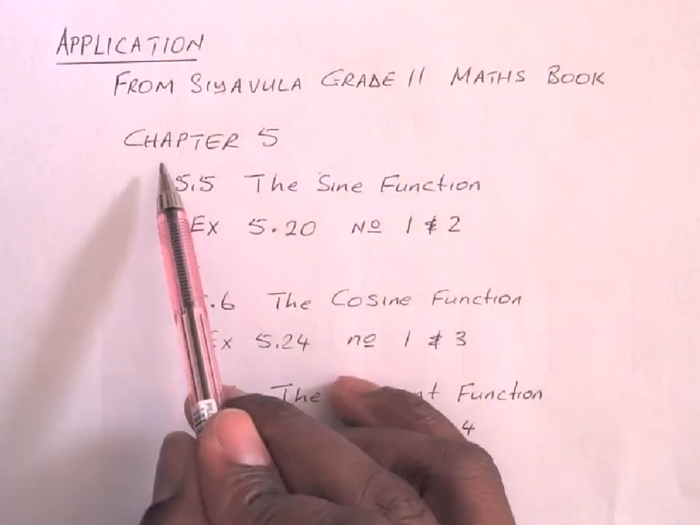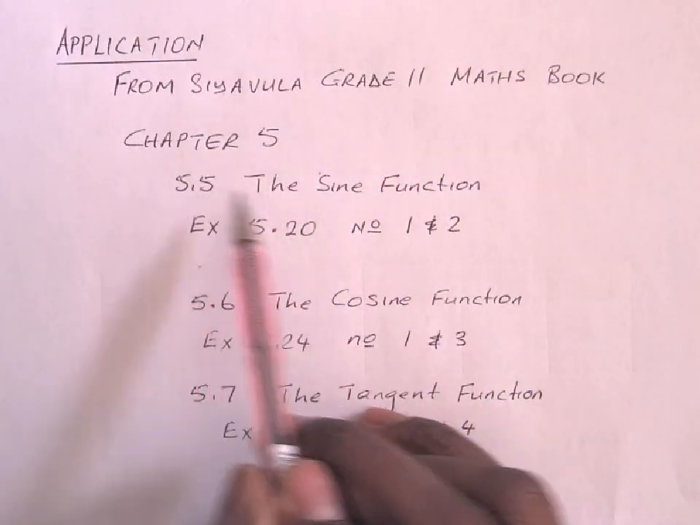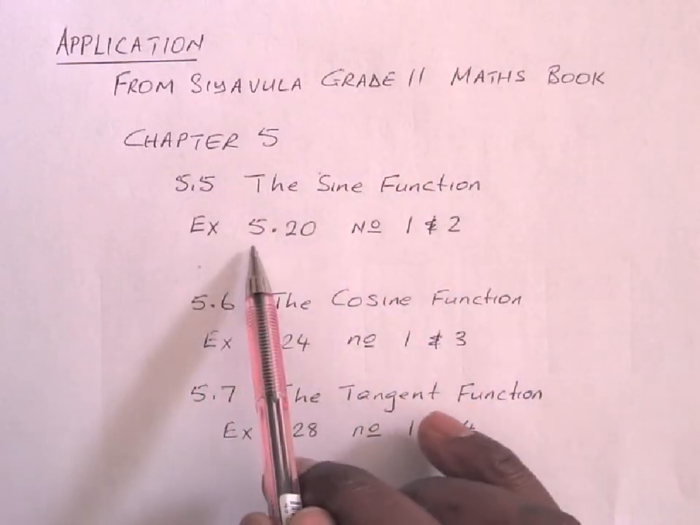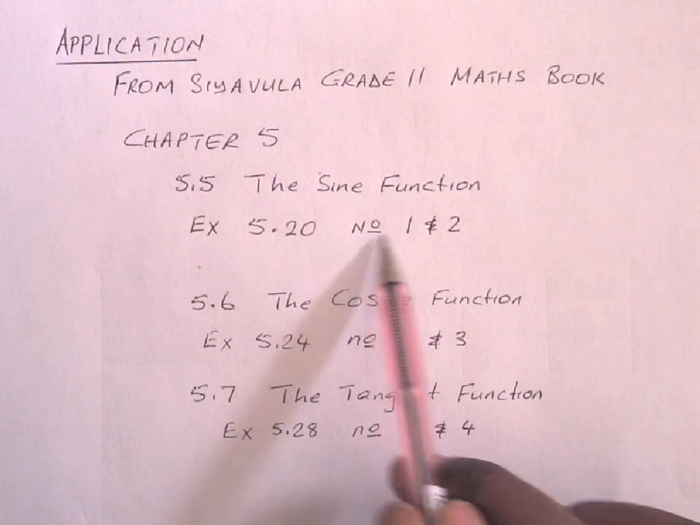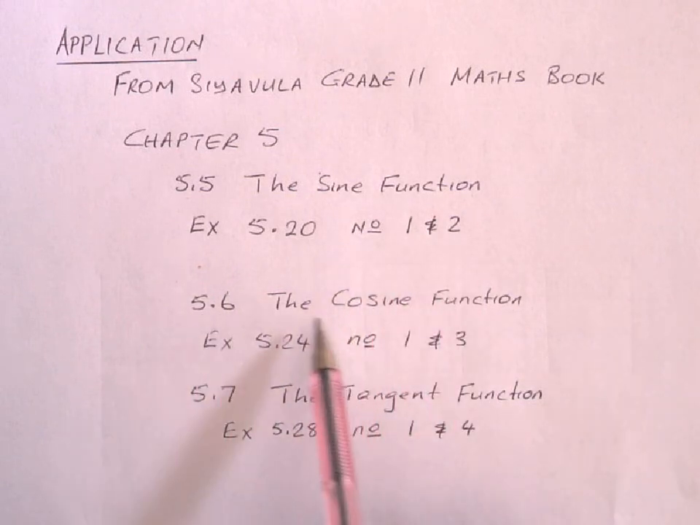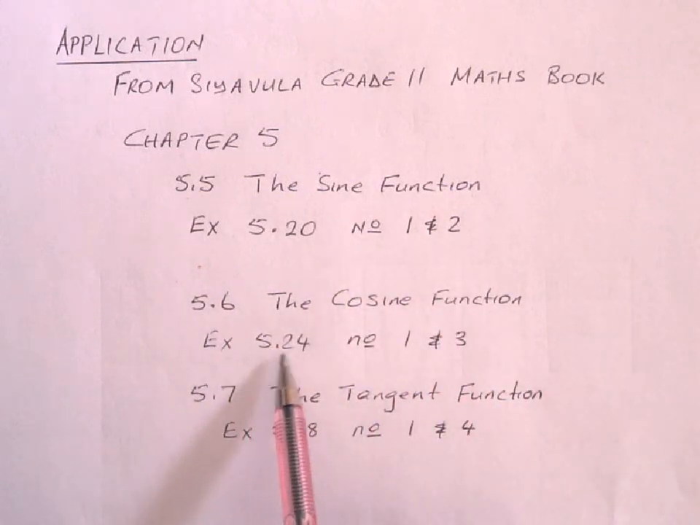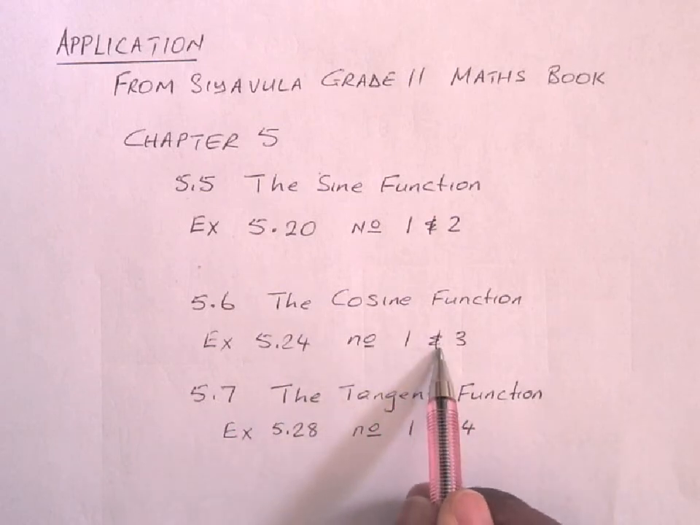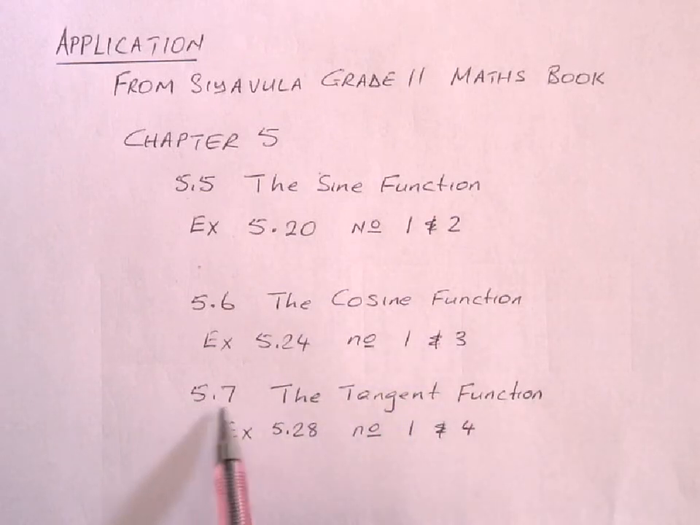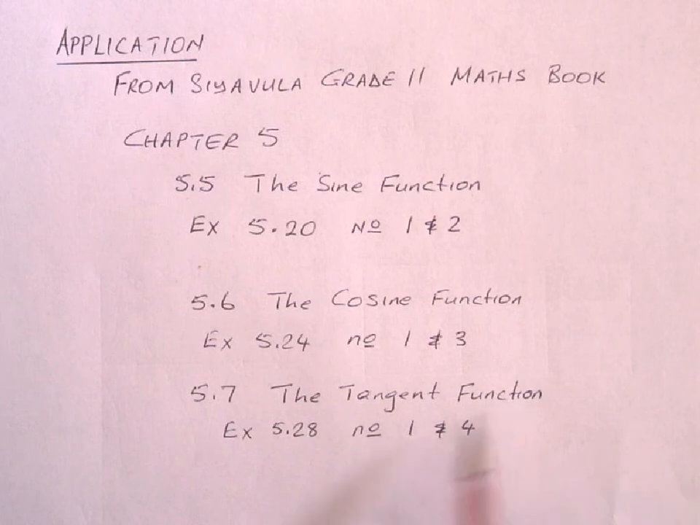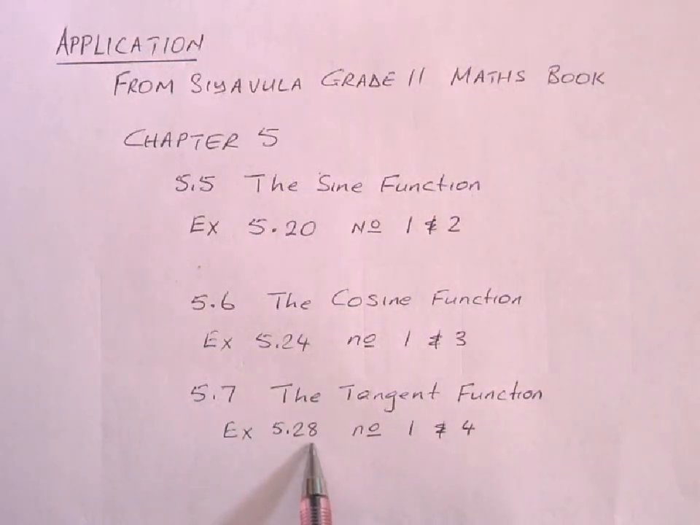Now, if you can try on your own these few problems from your textbook, which is Siyavula Grade 11 Maths, Chapter 5, 5.5, the sine functions, exercise 5.20, numbers 1 and 2, 5.6, the cosine function, exercise 5.24, numbers 1 and 3, then the 5.7, we've got tangent functions, exercise 5.28, numbers 1 and 4. And that would be easy for you to comprehend.